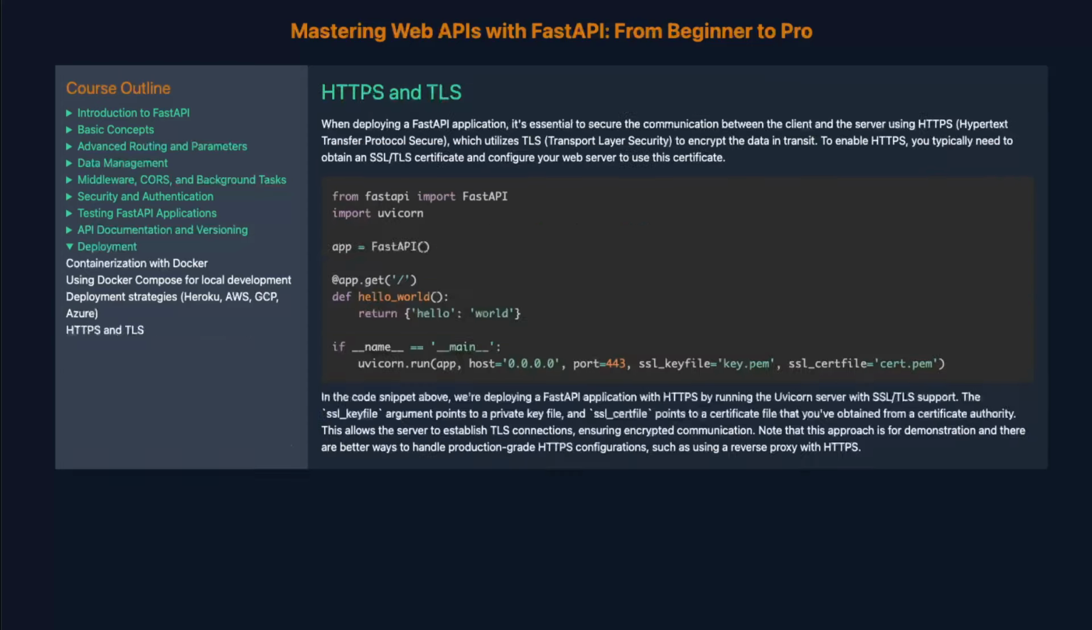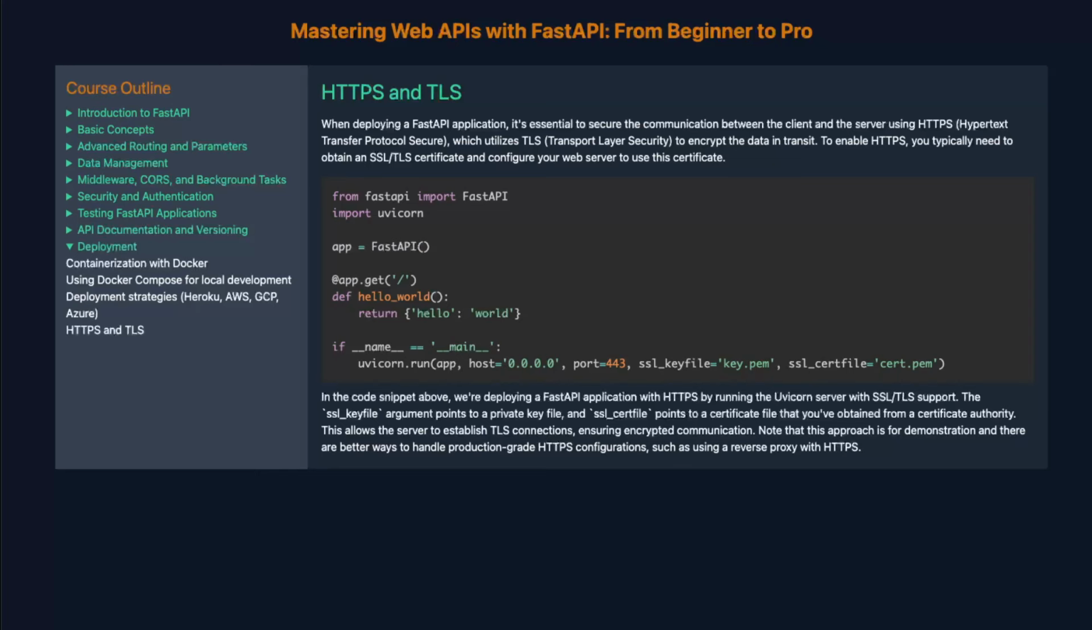HTTPS and TLS. When deploying a FastAPI application, it's essential to secure the communication between the client and the server using HTTPS, Hypertext Transfer Protocol Secure, which utilizes TLS, Transport Layer Security, to encrypt the data in transit. To enable HTTPS, you typically need to obtain an SSL/TLS certificate and configure your web server to use this certificate. In the code snippet above, we're deploying a FastAPI application with HTTPS by running the Uvicorn server with SSL/TLS support.